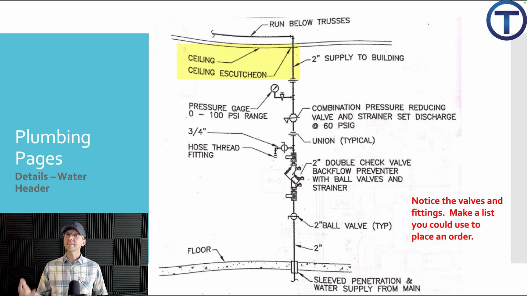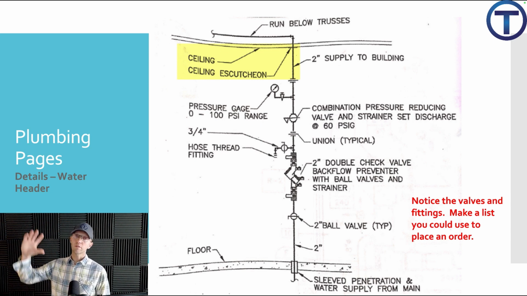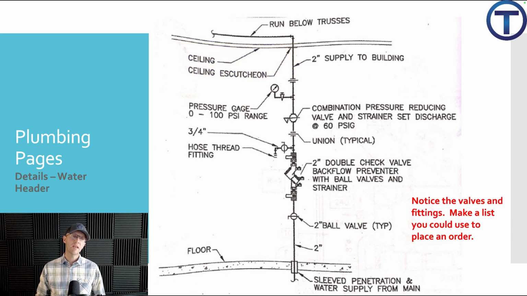Up at the top, at the ceiling, they want this to look nice. So we even have a ceiling escutcheon. We'll put a little chrome-plated escutcheon or something right as it goes through the ceiling so we don't have some gaping hole. Now as an exercise, we might take time to look this over and create an actual parts list.